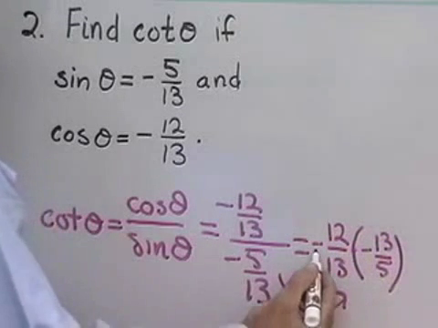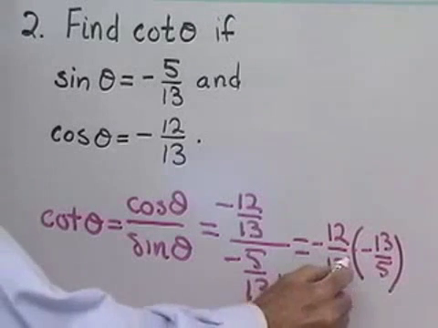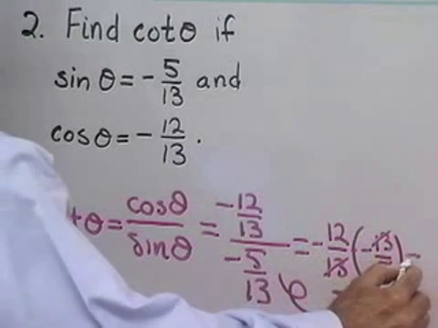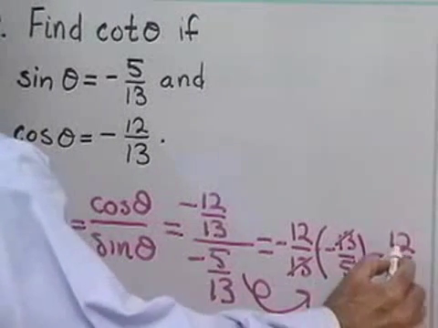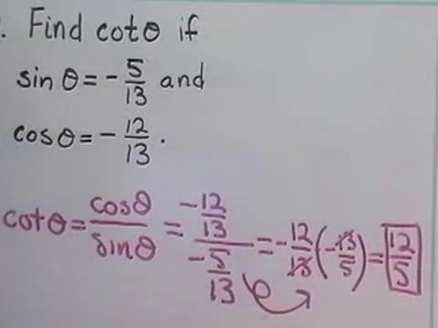13/5. Negative times a negative is positive. My 13s divide out, and I end up with simply 12/5. So a little review of fractions there for you at the same time.